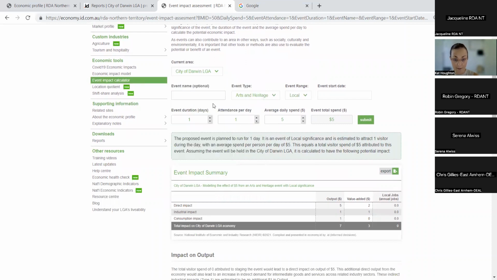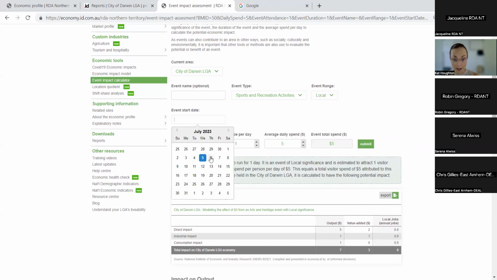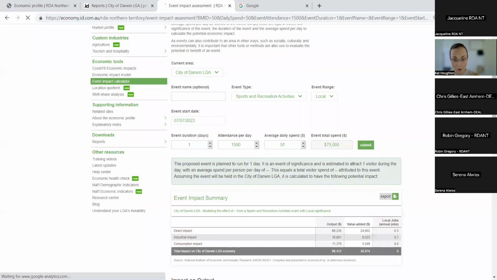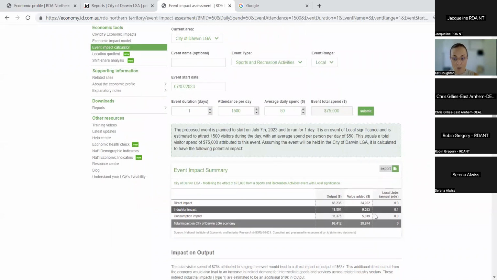So if I use City of Darwin and I say it's going to be a sport and recreation activity, and we're holding a local rodeo, you can come on here and let's say it's this Friday, event duration is 1 day. We've got 1,500 locals coming to it. We think it's a $50 spend. And you can run that through the model to see what that actually means to your local economy.